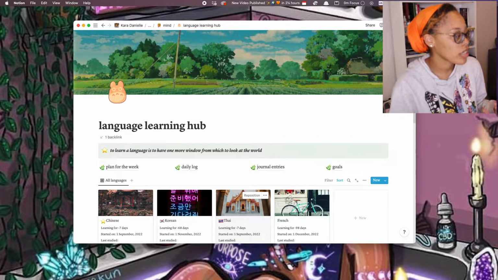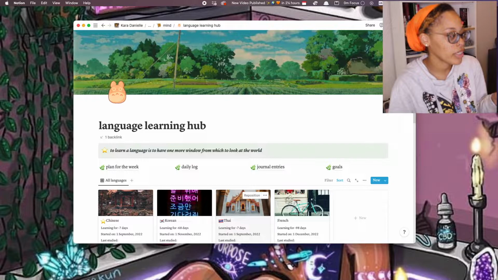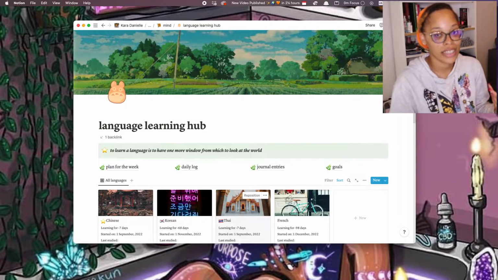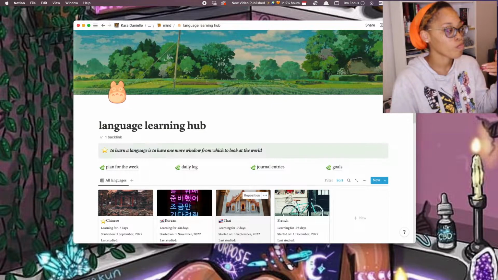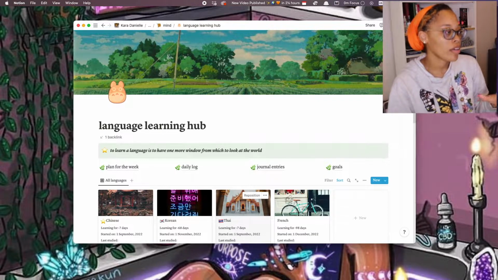So this is the language. Look, to learn a language is to have a new window from another world. And so you have plan for the week, daily log, journal entries, and then you have goals. I think today we're only going to set up the languages, the goals, and then we're going to do the get started, and I will come back and do the daily things when we get into each language.